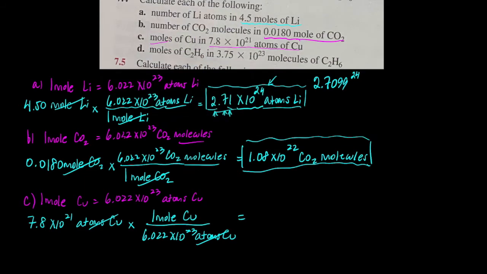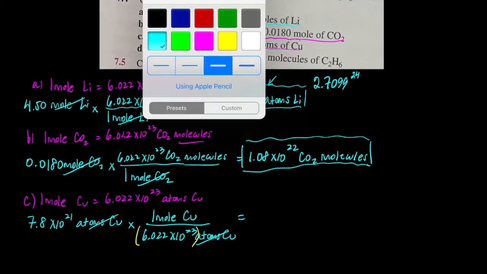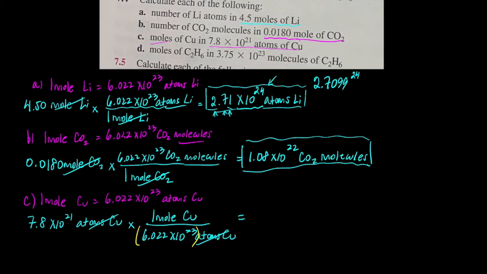Now, if your calculator gives you something like 10 to the power 45 or something like that, you want to try to re-enter it into your calculator using parentheses around the bottom portion. All right, so on my calculator, I type 7.8 exp21 divide 6.022 exp23. And I get a value of 0.13. Wait, this one has 2 sig figs, so 0.013 is the answer, okay? And the units, mole copper.